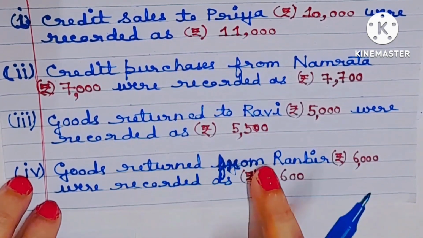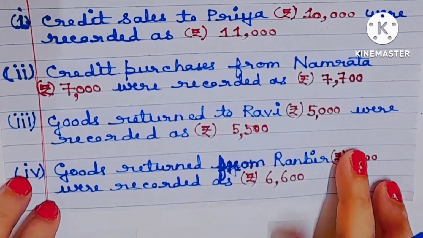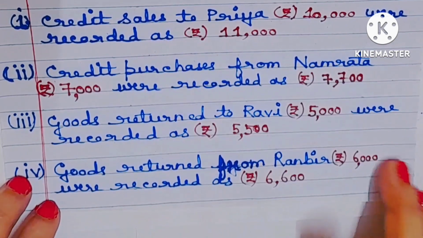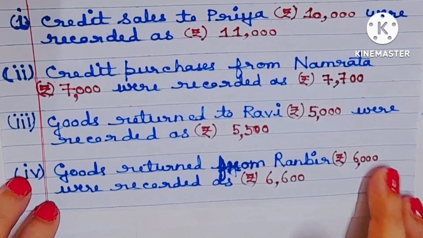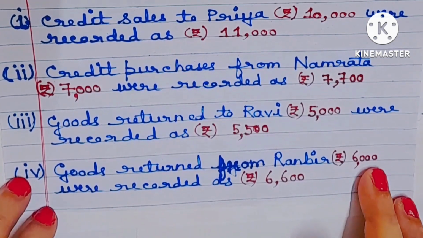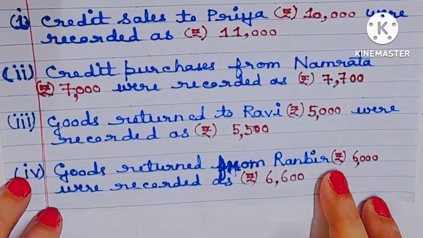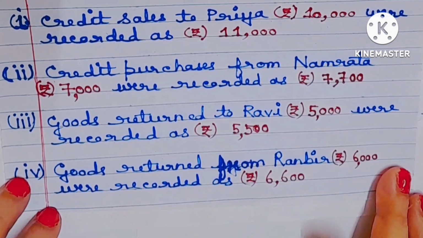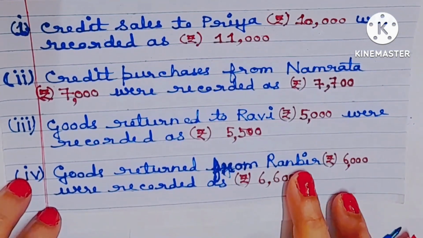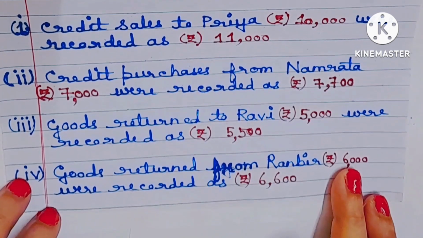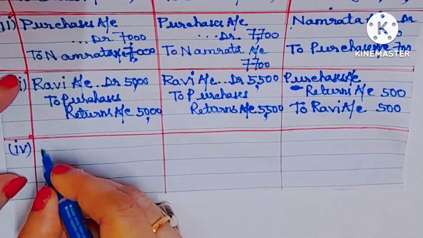Goods returned from Ranveer rupees 6,000. So sales returns account debit to Ranveer account 6,000. This is the correct journal. Understood? Sales returns account debit rupees 6,000 or returns inward account debit rupees 6,000. Please remember, sales returns account is also known as returns inward account. Okay? So you can write any one. So what is the correct journal entry? Sales returns account debit 6,000 to Ranveer account 6,000. Okay? So let's write.